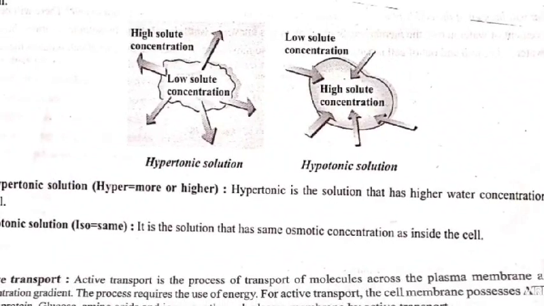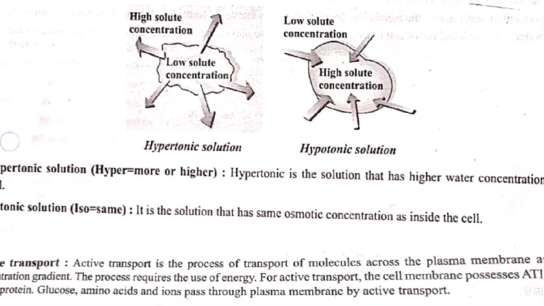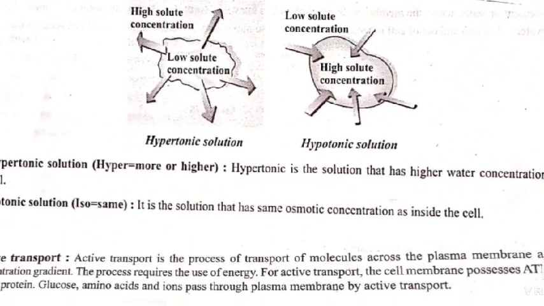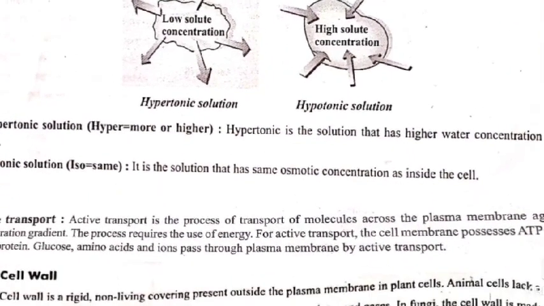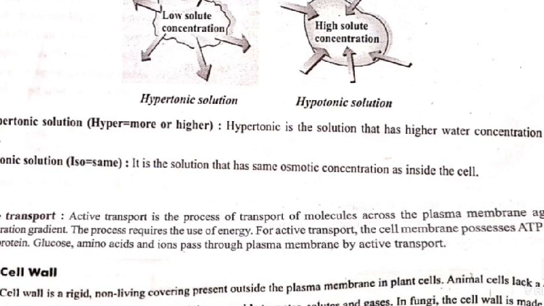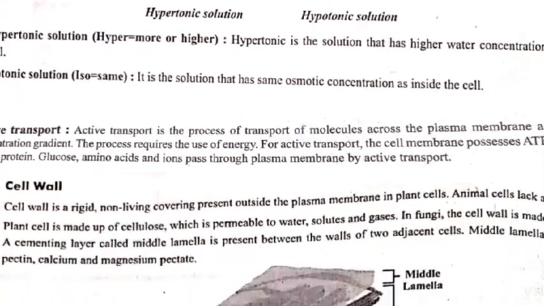Hypertonic solution. Hyper means more or higher. A hypertonic solution has a higher solute concentration than the cell. Isotonic solution. Iso means same. It is the solution that has the same osmotic concentration as inside the cells.